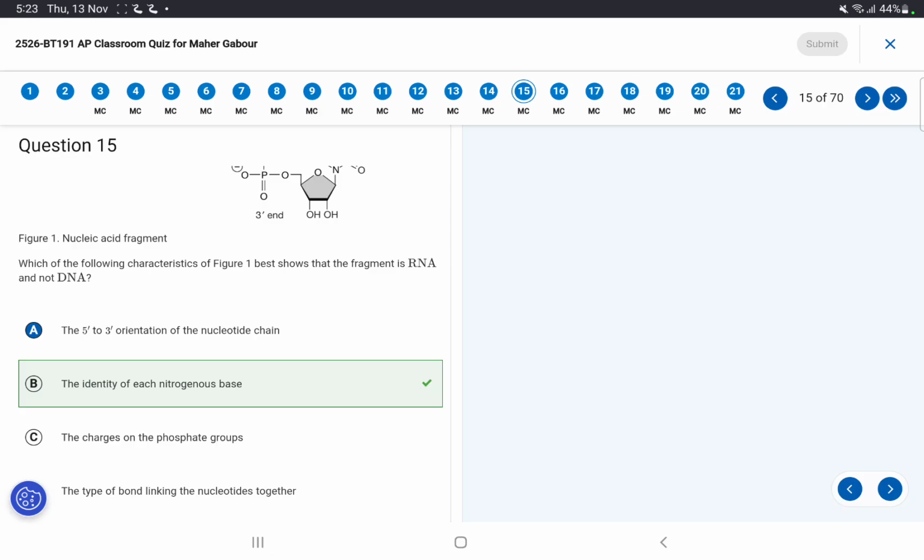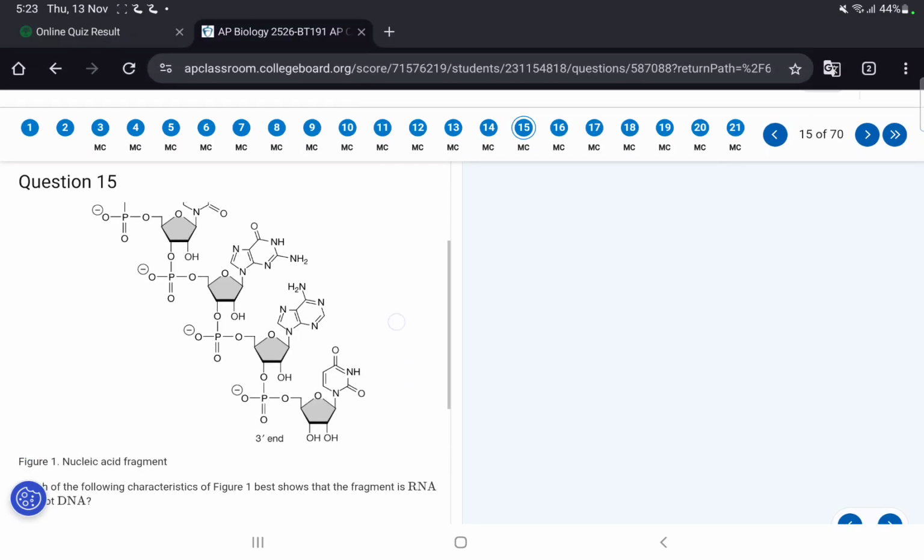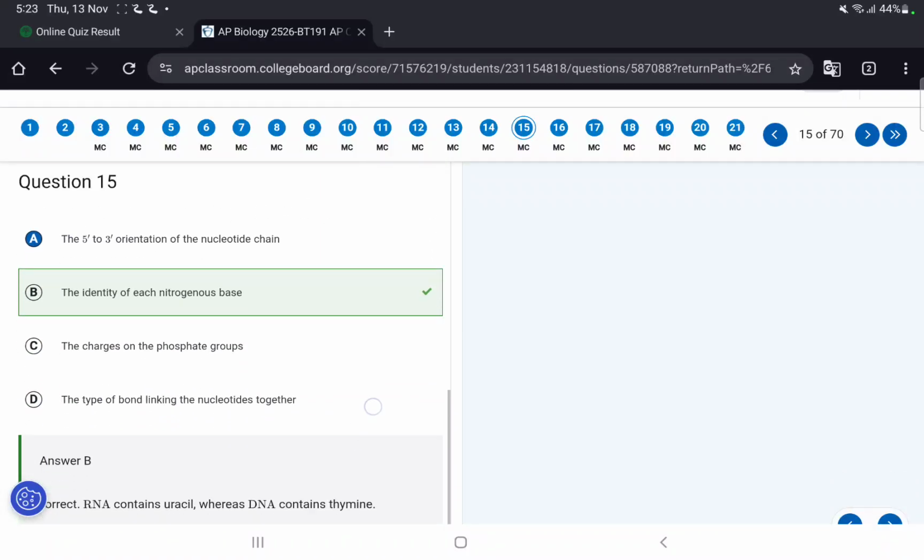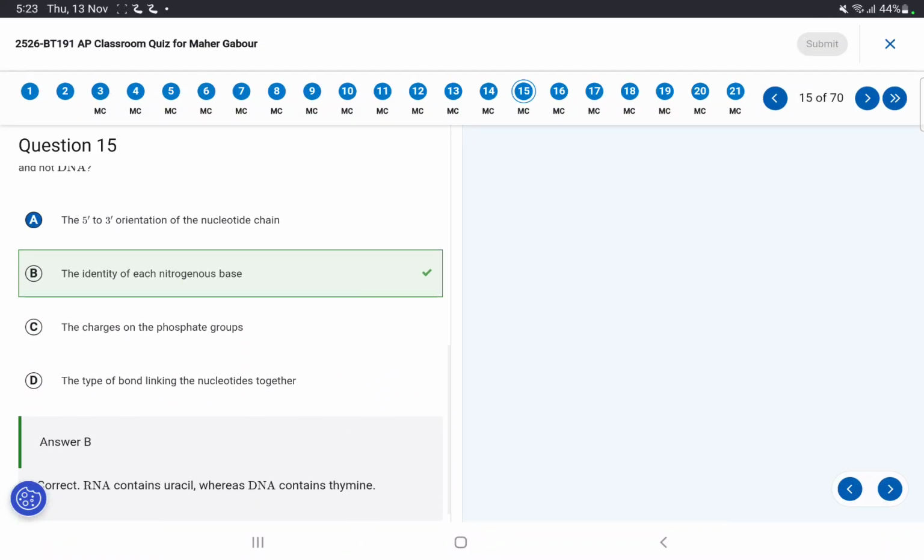Like the 5' to 3' orientation of the nucleotide. No, they both have 5' to 3' orientation, both the RNA and the DNA. The charges on the phosphate groups, what do charges have to do with identifying if it's DNA or RNA? Okay, and the type of bond linking the nucleotides together, it's the same bond. And there is no difference.